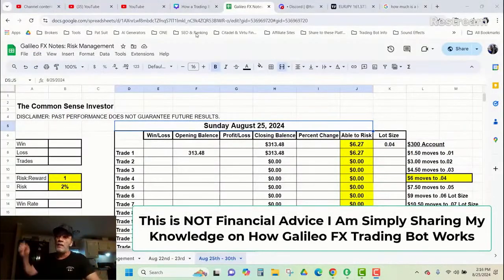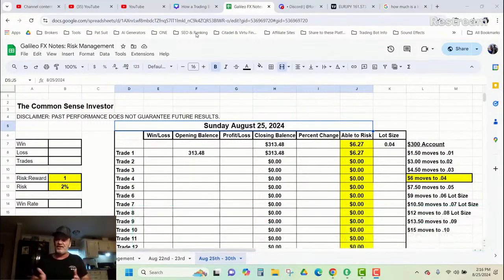And now I know that the bot is set at 0.04. At 15 pips loss, I will lose only $6.27, which is 2% of my risk. Now, I would suggest that you just follow along with what I'm doing. We are testing this bot to see if it works, and it seems like it's pretty accurate, and how good it's going to perform for us.